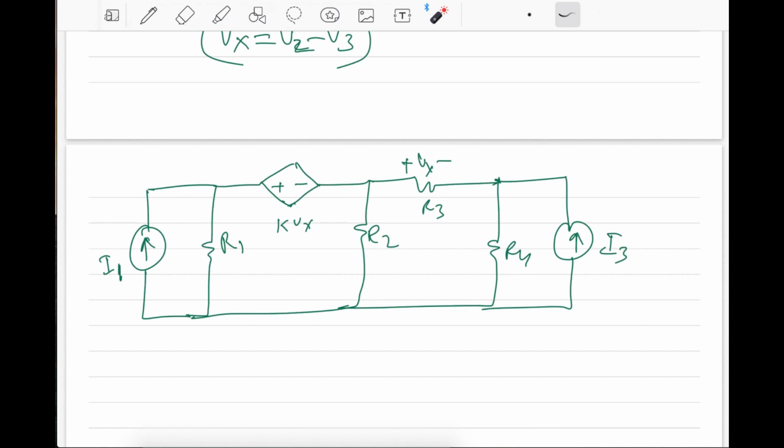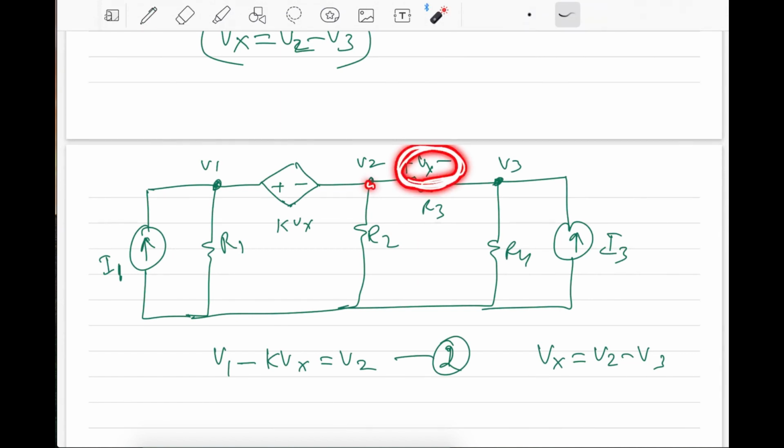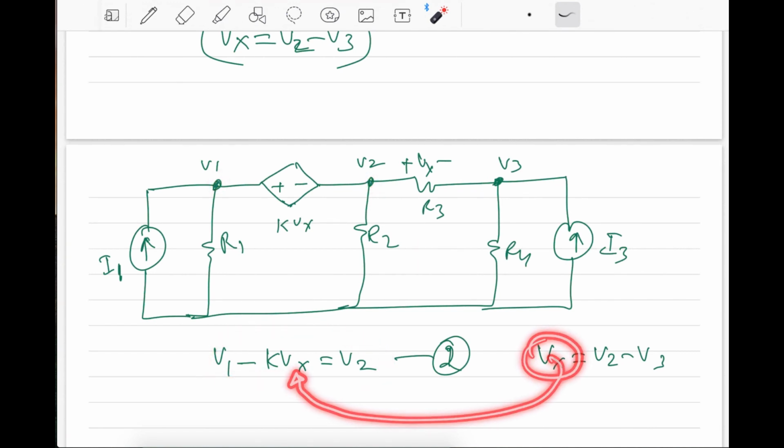That is, you have to write for V1 and V2 a supernode, and then you know V1 is related to V2 by this equation, the second equation that you have. Vx is nothing but V2 minus V3, because this is the V3 here. V3 is again unknown, right? So Vx is V2 minus V3, and then V1 and V2 are related by this factor. So what you can do, you can put this value of Vx here.